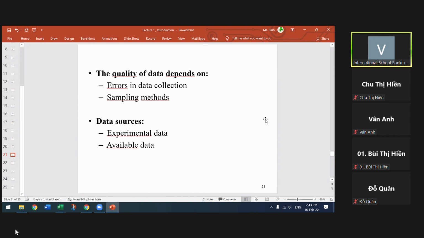If you don't do the survey by yourself and you collect the data from other sources, you need to be sure that the source or organization that provides you the data is professional or has the function of collecting the data. This is very important. And sometimes for the same variable, if you collect it from different sources, the value could be different.